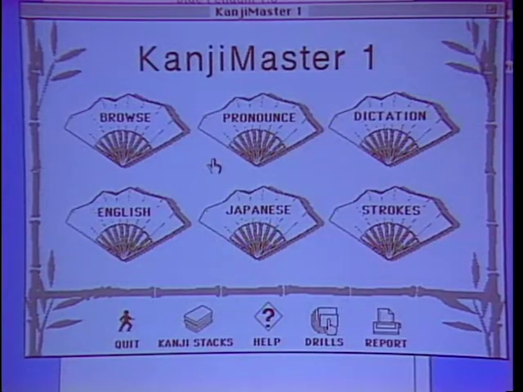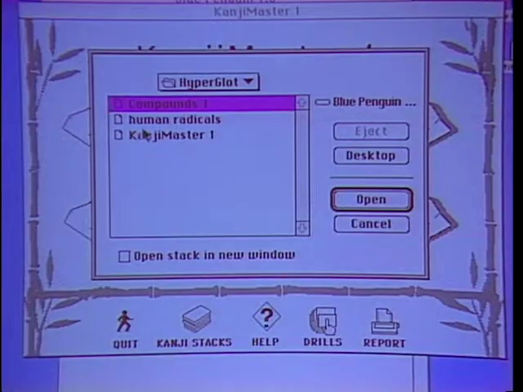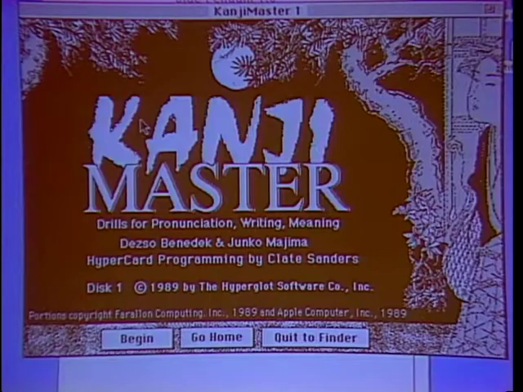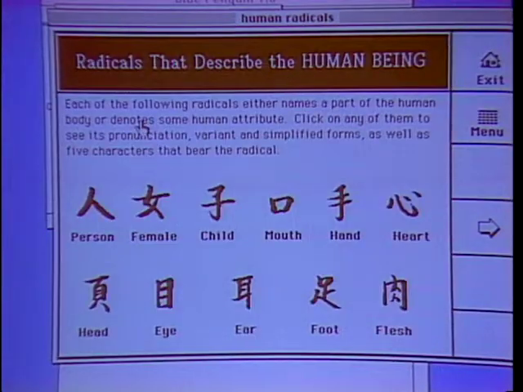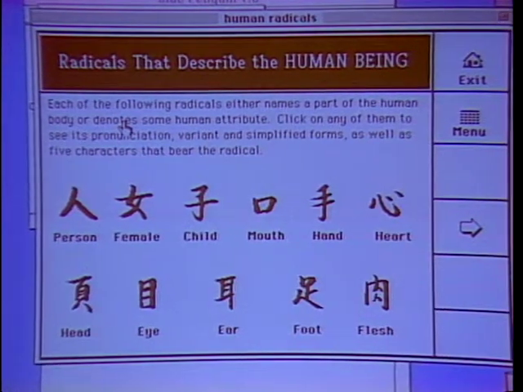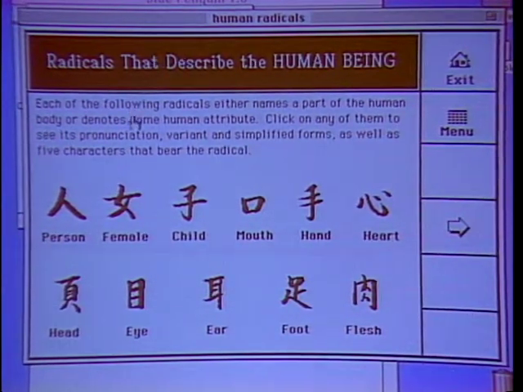So what else does Hyperglot have besides the Kanji Master? Well, here we have a Chinese writing tutor. This is a different approach. We have a lot of the same problems with Chinese, of course, too. This takes the approach of looking at radicals.